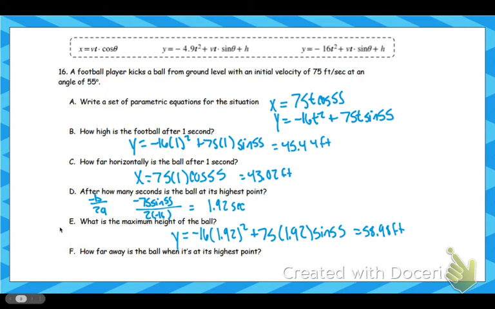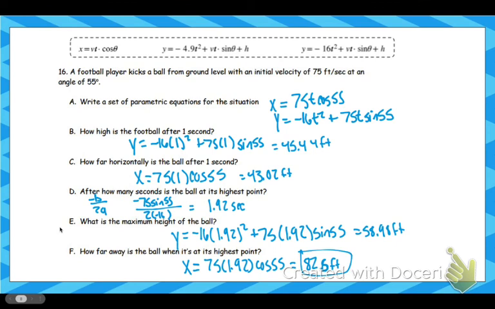All right, how far away is it? That means we plug it into the x equals equation. So 75 times 1.92 times the cosine of 55. That gives us a horizontal distance of 82.595, so 82.6 feet.